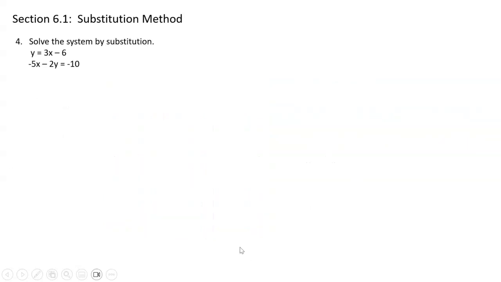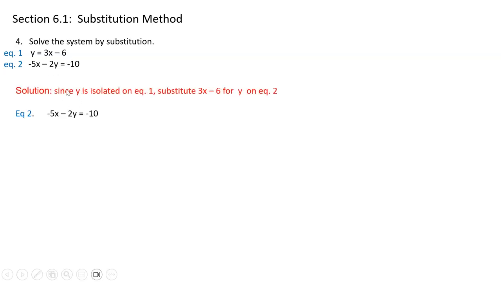Okay, now I'm going to do the very same one, but I'm going to do it by substitution. By substitution, it means that you have to solve for either x or y on either equation 1 or 2. And in this case, number 1 is already set up in that form, right? Because y equals 3x minus 6, which means that I'm going to go to equation number 2, and I'm going to plug in 3x minus 6 where the y is.